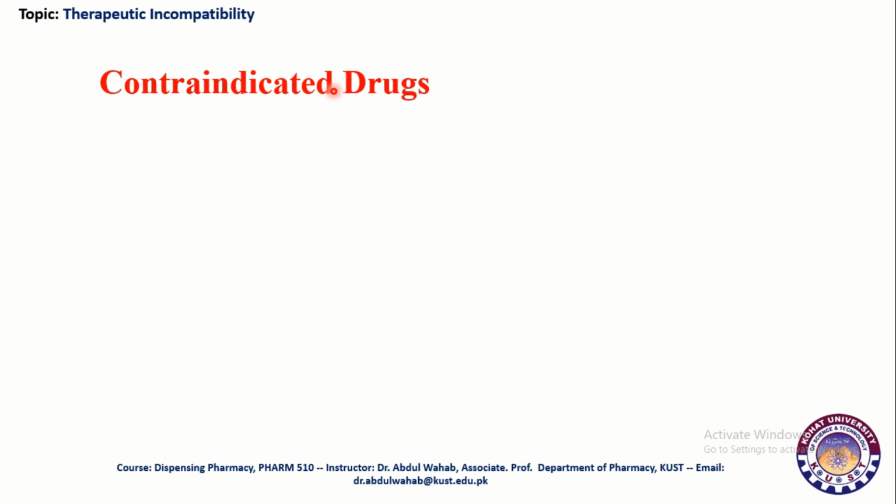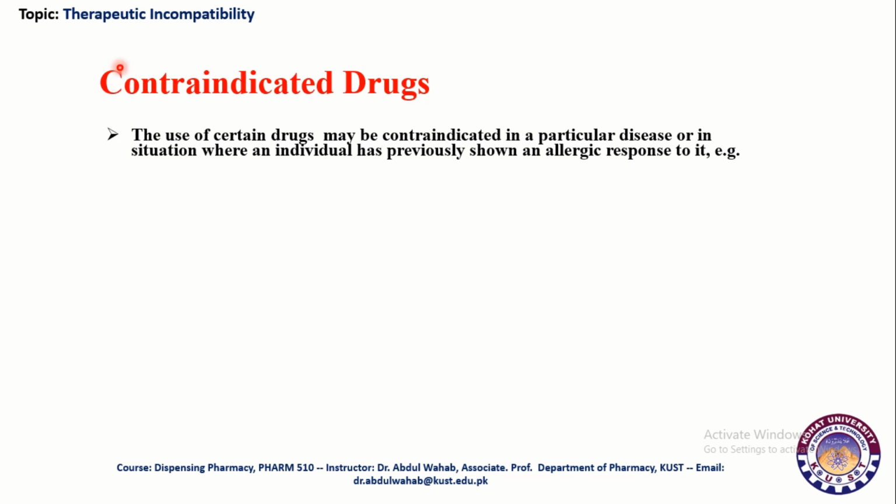Contraindicated drugs. Sometimes therapeutic incompatibility results due to contraindicated drugs. The use of certain drugs may be contraindicated in particular diseases or in situations where an individual has previously shown an allergic response to it. For example, adrenaline is contraindicated in patients having an acute peptic ulcer.